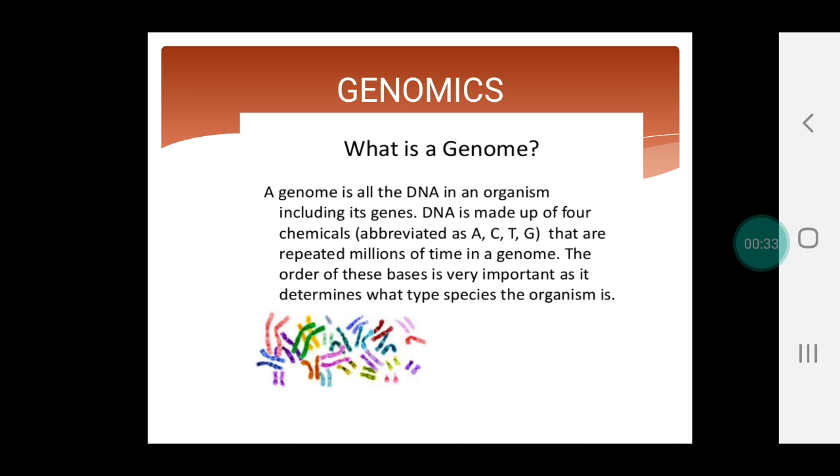Now, what is genomics? A genome is all the DNA present in an organism, including its genes. DNA is made up of 4 different nucleotides, or you can say chemicals: adenine, guanine, cytosine, and thymine. They are repeated millions of times in a genome, and the order of these bases is very important, as it determines what type of species a particular organism is.